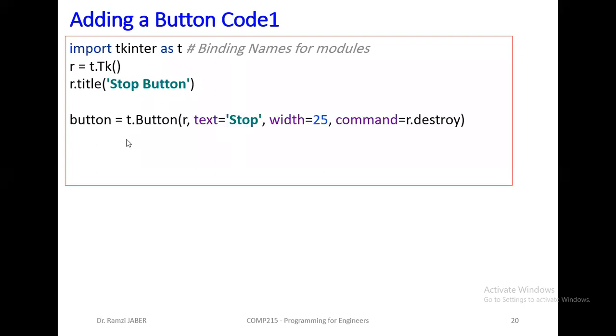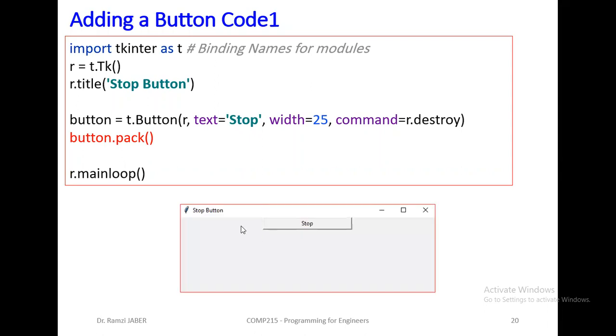Then I want to create a button. button equals t.Button, with r, the main window, here. This is the main window. You can write a text on the button, text equals stop, width 25, command equals r.destroy. It's a built-in function to exit. Then for each button, for each widget, you need to put geometry. button.pack, as a block diagram. Then r.mainloop. This is the code that we want to do right now. This is the first code.